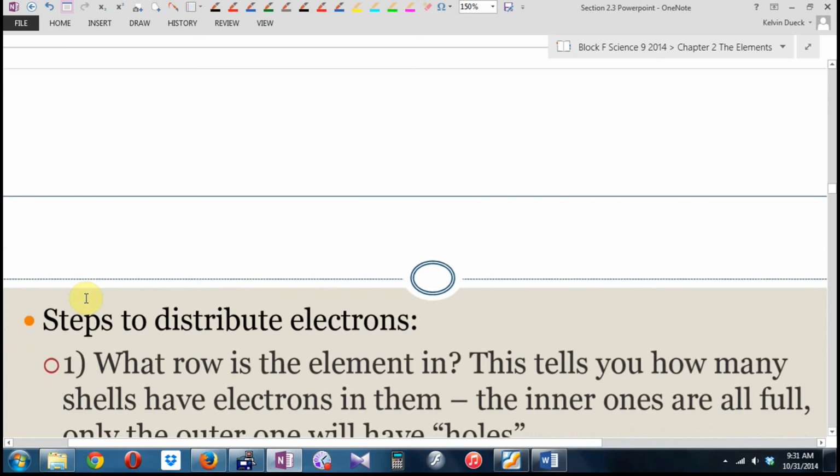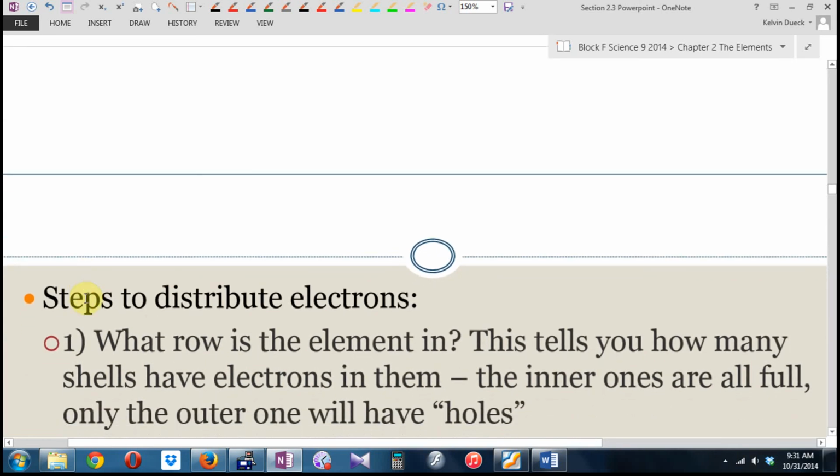So, how do we distribute the electrons? The first question you ask is, what row are we in? If I'm in row 3, I'm going to draw a small circle, shell 1, a bigger circle, shell 2, a bigger circle, shell 3. And your circles don't have to be perfect. I can't draw these very well. My circles are all squiggly and yucky, but you can tell what it's supposed to be. This tells you how many shells have electrons in them. And the inner shells will be full. The outer ones will have gaps.